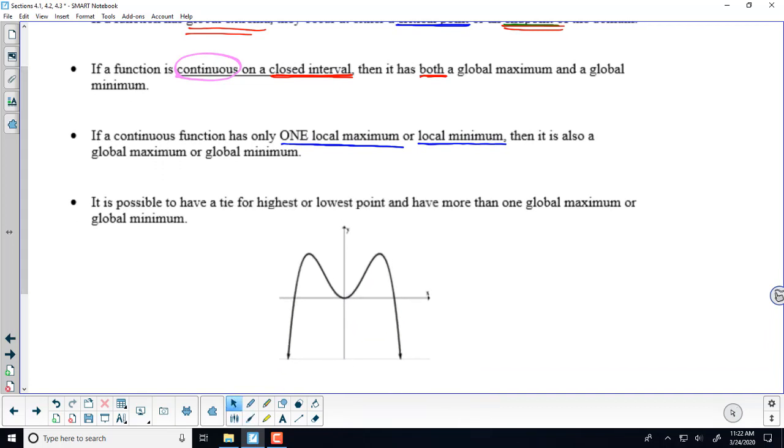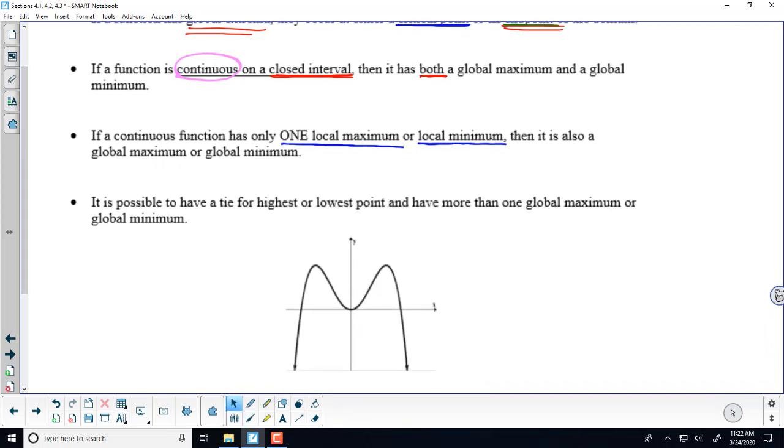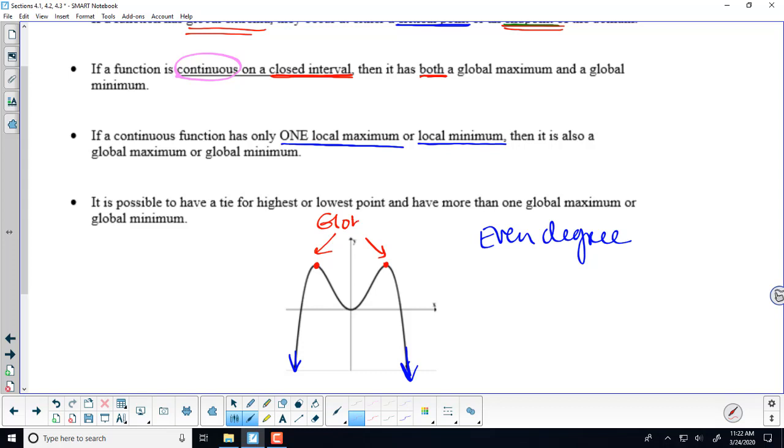Here's an example of a polynomial function that would be even degree, right? It's got to be even degree because both sides are down. Okay. So this one does have a global max. Those are the highest. So the global maximum occurs at two points.